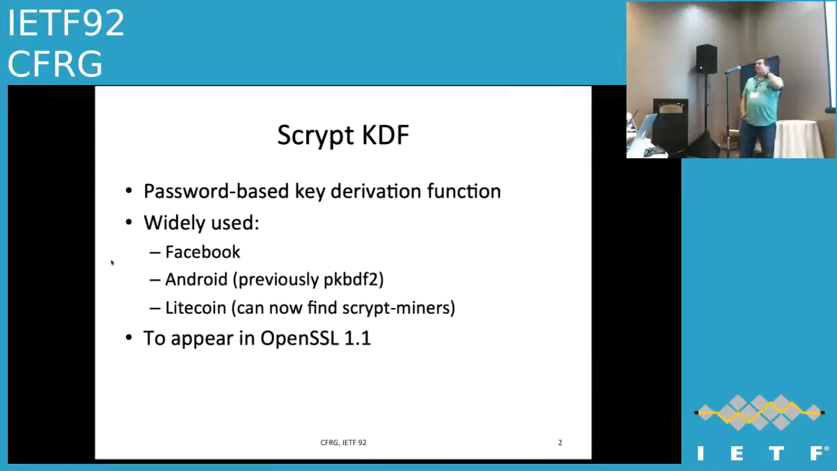Simon seems to be on a tear of taking all these existing deployed internet standards, or de facto standards, and writing them out so the IETF has a touch point that they can reference. This is yet another one of them. Scrypt is a password-based key derivation function. It's pretty widely used: Facebook, Android uses it now, Litecoin. Apparently, you can now find ASIC Bitcoin miners that know the algorithm. It is going to appear in OpenSSL 1.1, plus or minus.